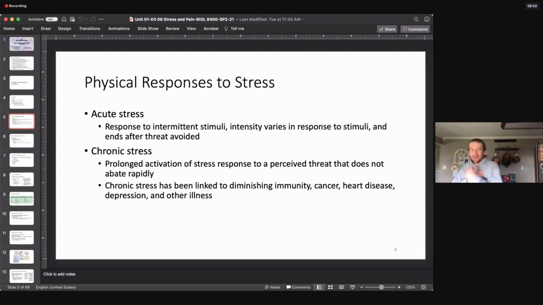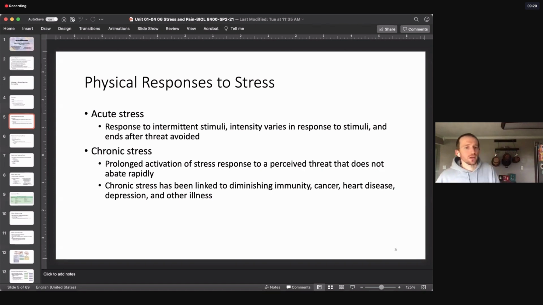Chronic stress is more insidious, and chronic stress is a prolonged activation of your stress responses because the threat does not abate. Chronic stress is kind of like inflammation, right? We talked about it in immunology. An acute inflammatory response is good. A chronic one is probably bad. Acute stressors can be tolerated more often than not, whereas a chronic stressor is going to have detrimental effects.